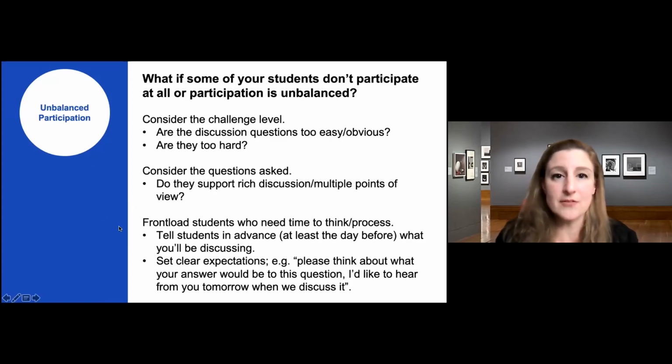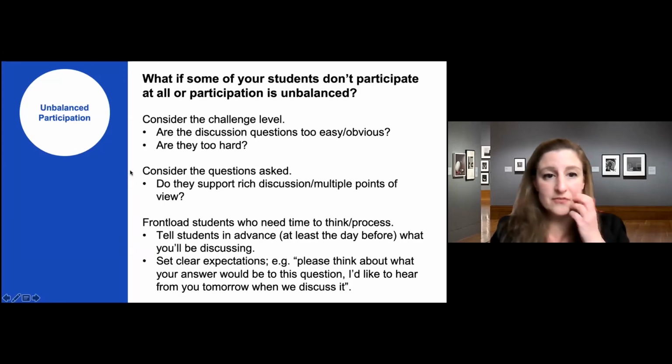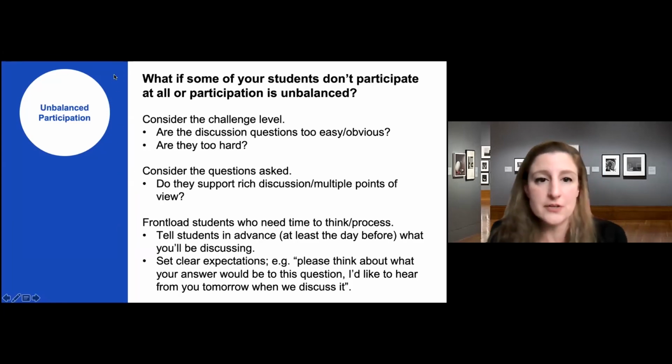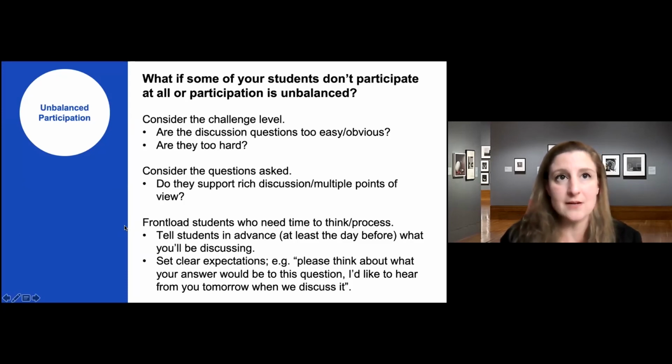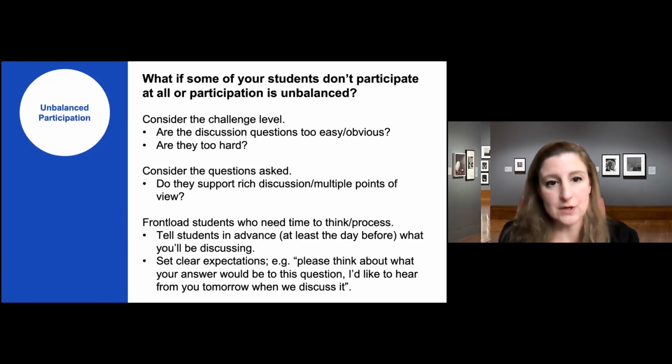Of course, if you're having unbalanced participation, or if not all students are participating, make sure you're considering the challenge level, making sure the discussion questions are at the right level, that they're not too easy or hard, which would cause some students to disengage. If they're structured well and open-ended, there are a lot of different ways you can go at those questions, and that helps to make them more interesting. Do the questions that you're asking support a lot of different points of view?